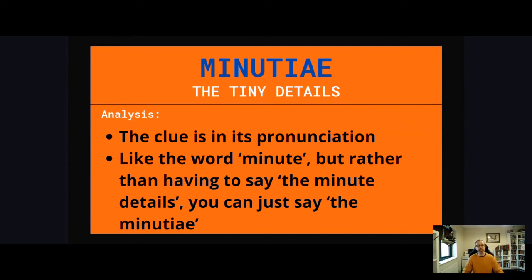So the clue is in the pronunciation. It has the word minute in it. It's like the word minute, but rather than having to say the minute details, you can just say the minutiae, and that implies the minute details.